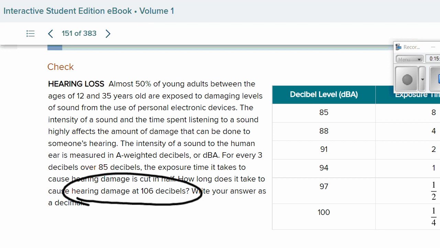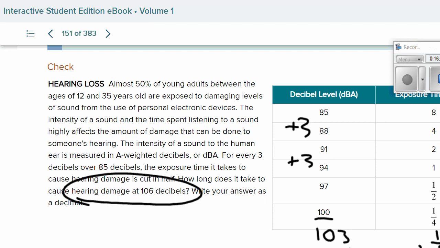So if you look at this, the last number here on the left-hand side is 100, and if you look at these, they're increasing by 3 each time. So what would the damage be at 103 decibels? And if you look at the exposure time over here, this is in hours. So I think the hours are decreasing in half each time. So 1/2 of 1/4 is 1/8. And then if we go to the next decibel level, adding 3, I get to that 106 that they're talking about. And 1/2 of 1/8 is 1/16.